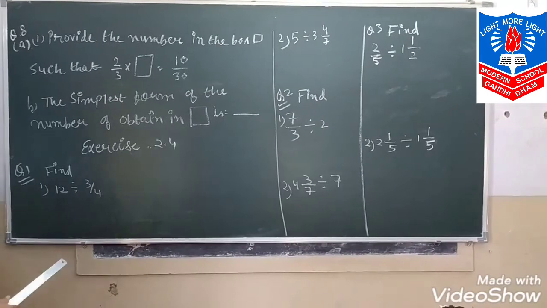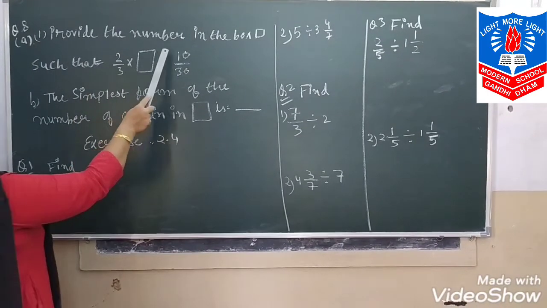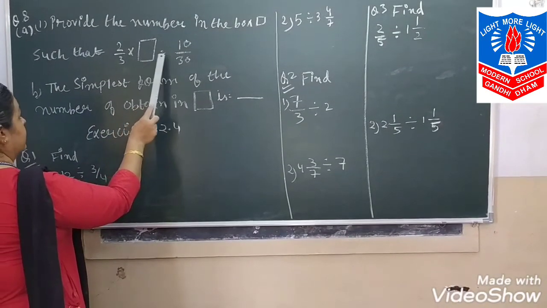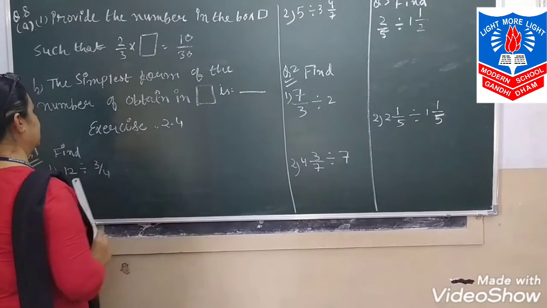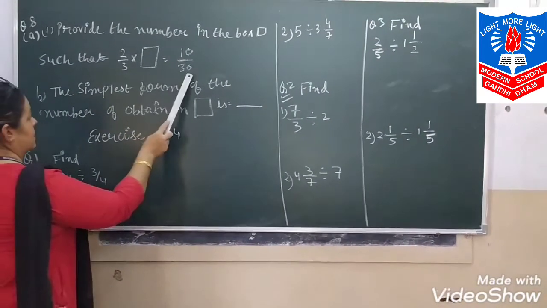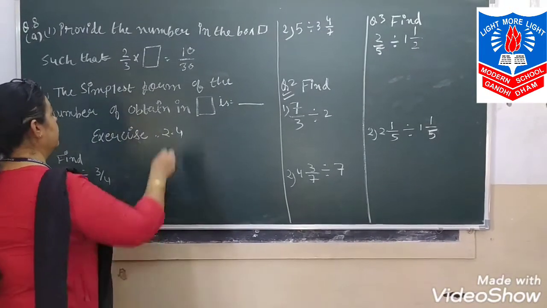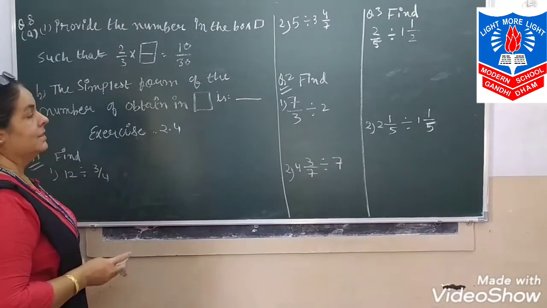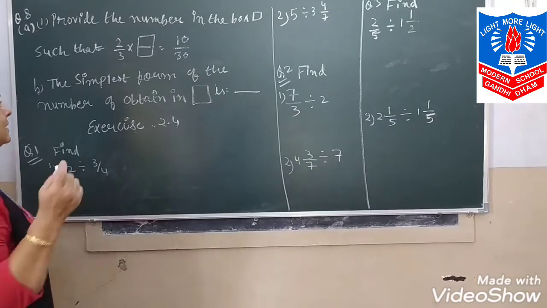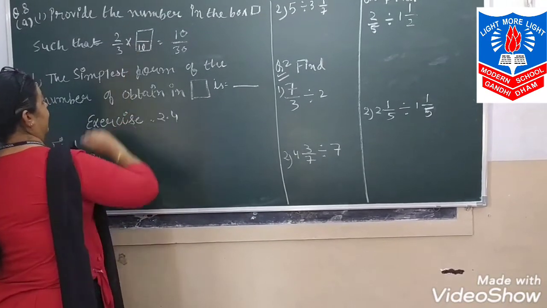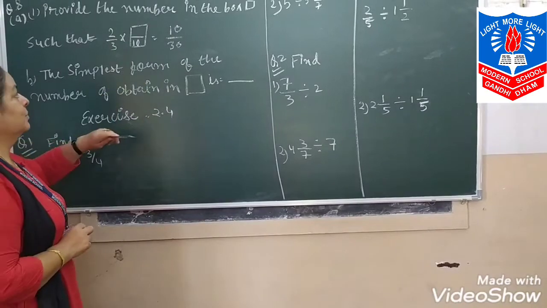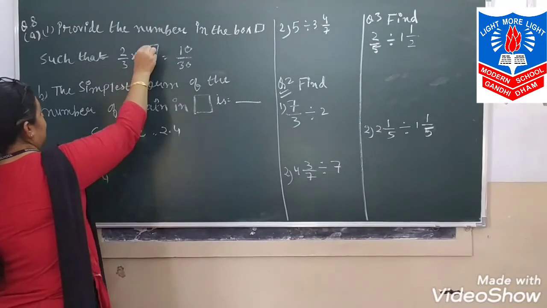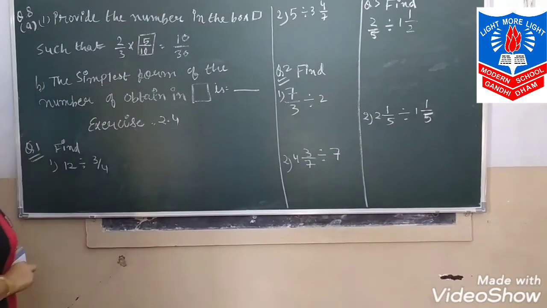Questions of exercise 2.3. First one: fill in the number in the box such that 2 by 3 multiplied by the box is equal to 10 upon 30. Here the box is given and the answer is 30. So by what number do I multiply here so that I get 30? It is simple, 3 tens are 30. So I write here 10. And here also 10. So which number do I multiply here? 5 twos are 10. So 5 by 10.